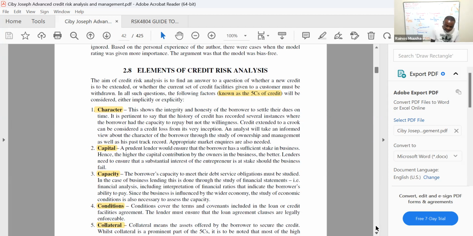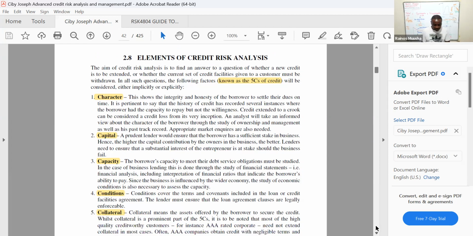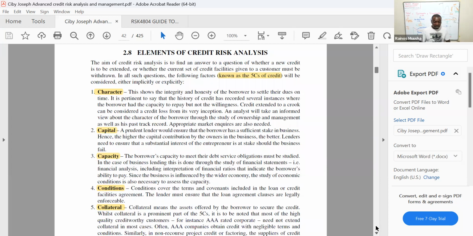And these factors, we refer to them as the 5 C's of credit. Now, when it comes to the 5 C's of credit, please take note. They are also arranged according to their importance as well. So the most important of the 5 C's of credit is basically the character, and the least important is the collateral. So they're basically arranged according to the level of importance as well. So please make sure that you take note of that.